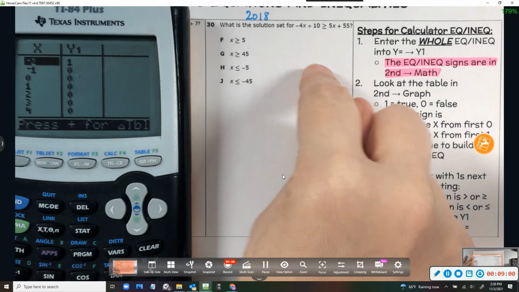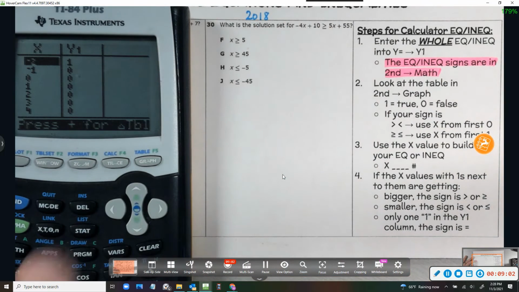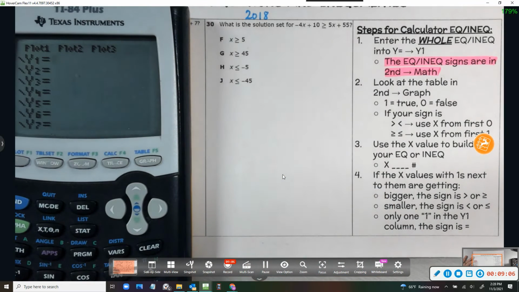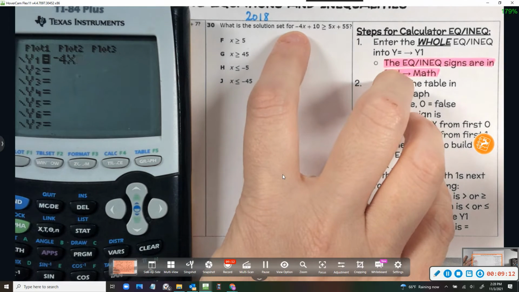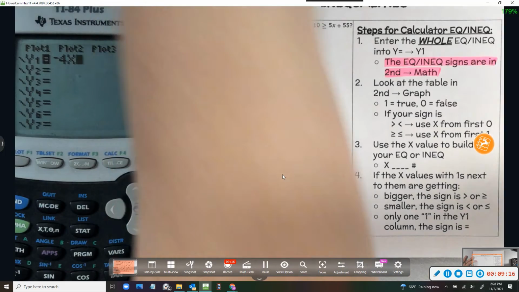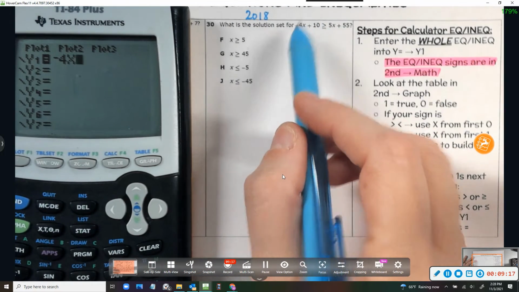Now, I want you to enter this one in your calculator. Just get it entered, and then we're going to talk about what to do with it, because with an inequality, it's a little different. Also remember, minus in the middle. So is this a minus sign or a negative sign? Is it in the middle? Then it's not a minus sign, it's a negative.